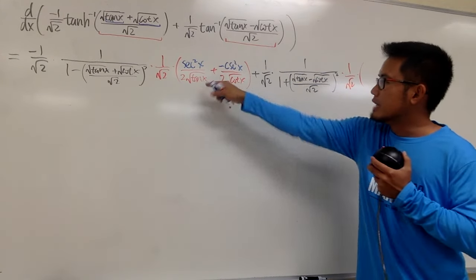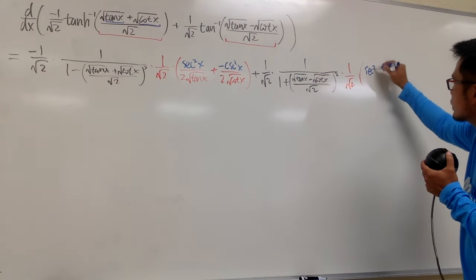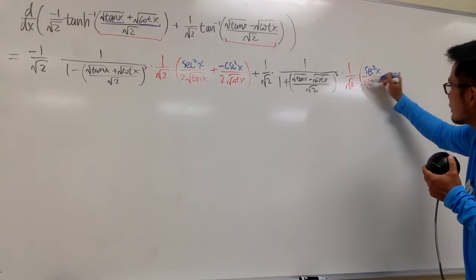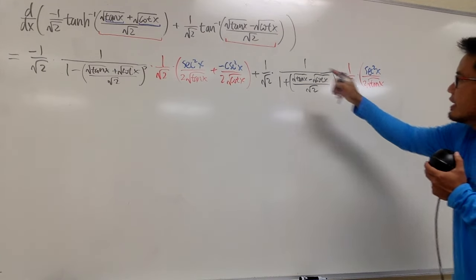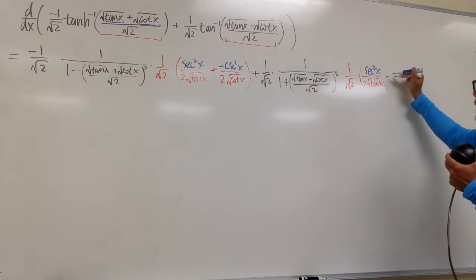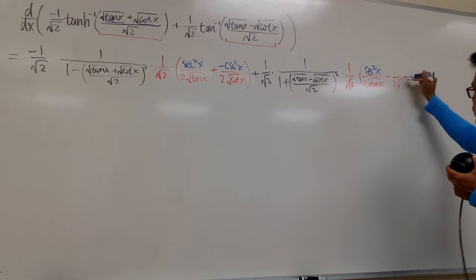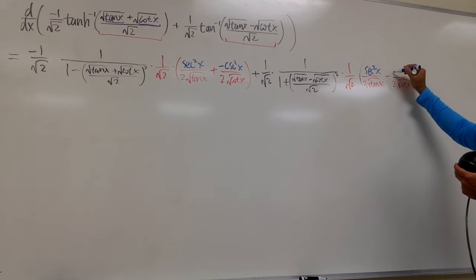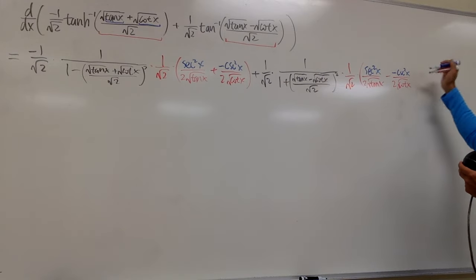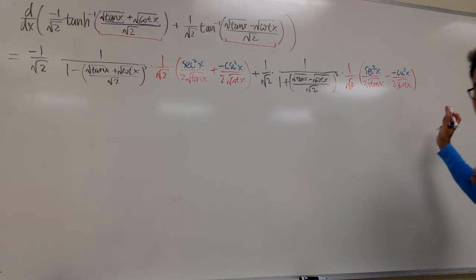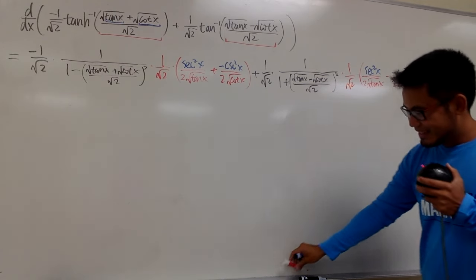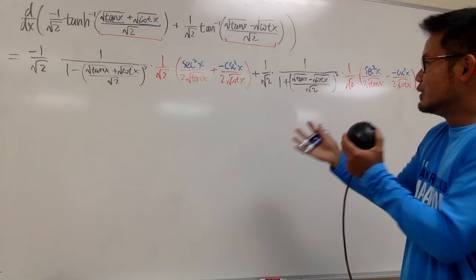So the derivative of this is just that, which is secant squared x over 2 square root of tangent x. And then in between here, it's a minus, and then we have this. Let me just write it down. 2 square root of cotangent x on the bottom, and on the top is negative cosecant squared x. And this is it. This is what we have. A lot of things are in common, so this is really pretty.